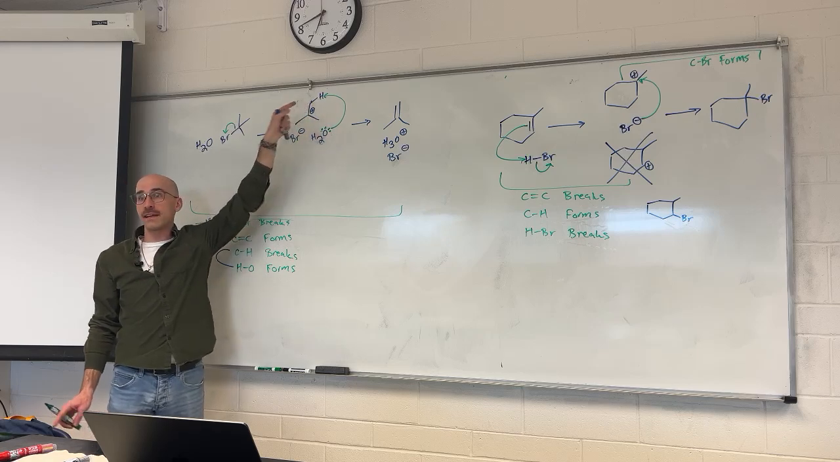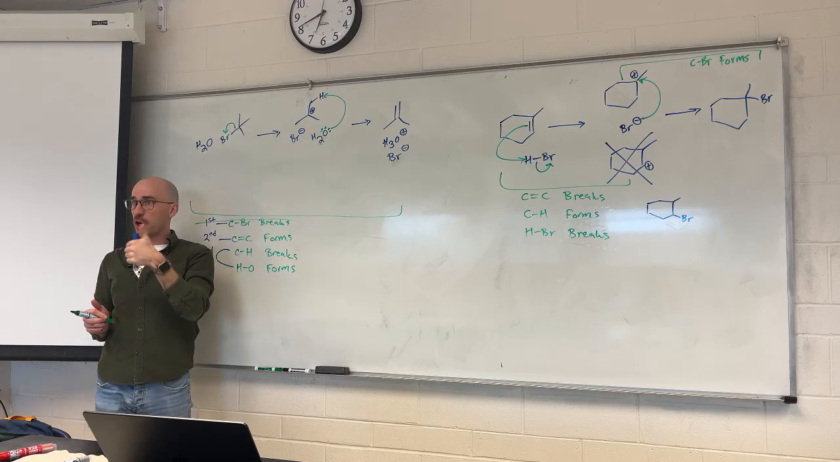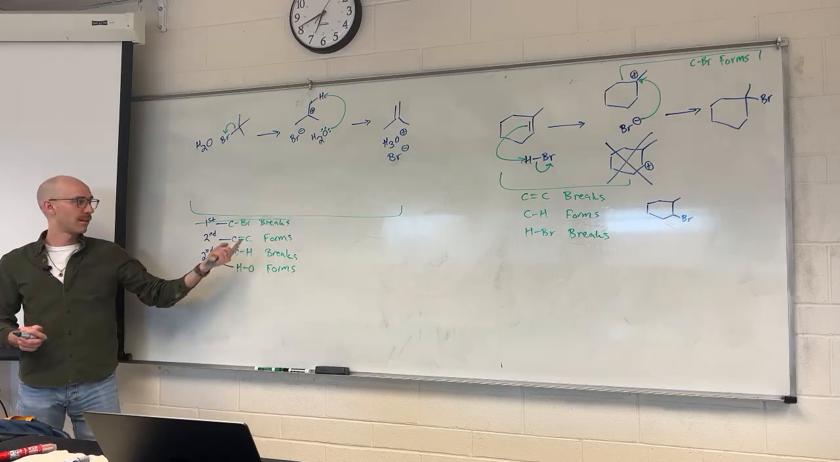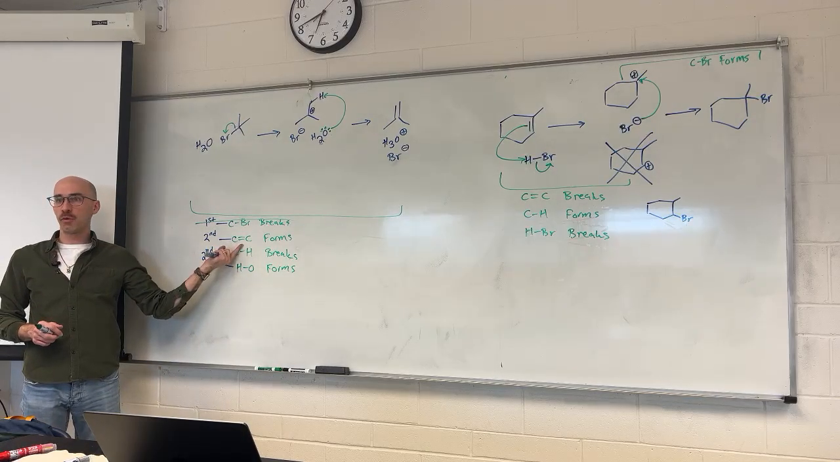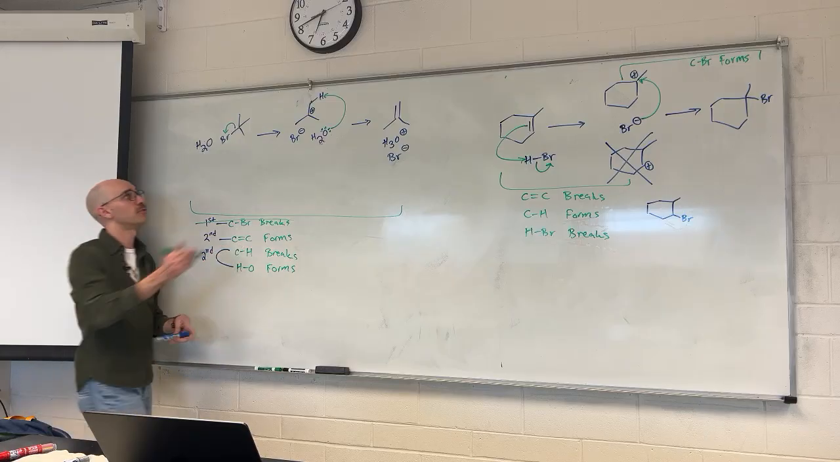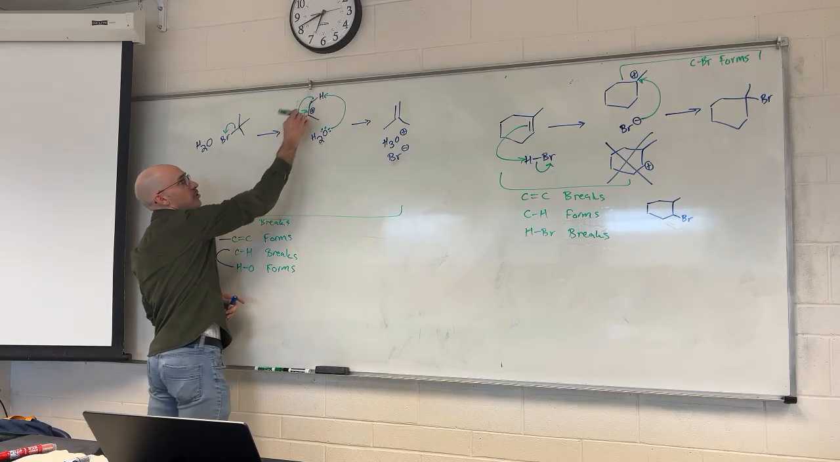CH bond breaks. So I have an arrow that starts at the CH bond. Where should it point? I'll have it point to the other carbon so that I can form the carbon-carbon bond. I'll do both of these in just one arrow.